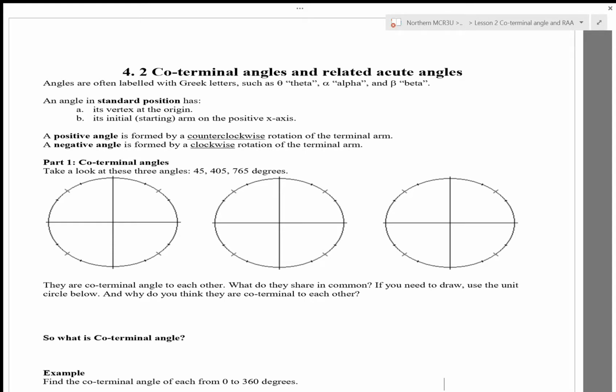Hi guys, this is the lesson about coterminal angle as well as the reference angle, but we're going to call it now a related acute angle. In the previous lesson video, I told you that sometimes we use related acute angle for the reference angle. They actually are used interchangeably.